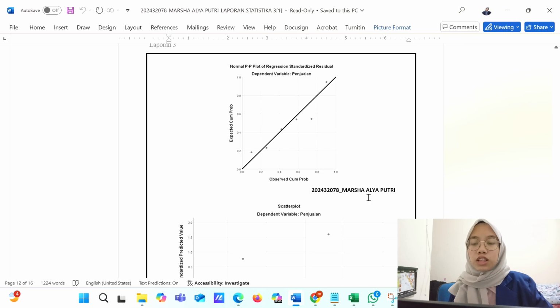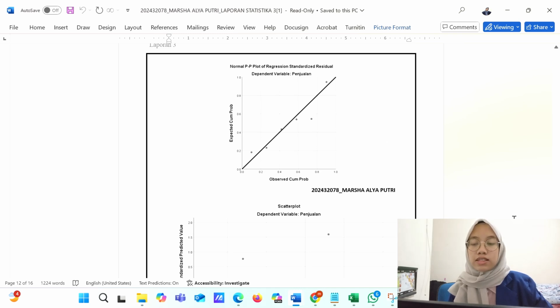Next, the normal P-P plot shows the cumulative distribution of standardized residuals against the theoretical normal distribution. The dots are quite close to the line. This means the assumption of normality is not really violated.